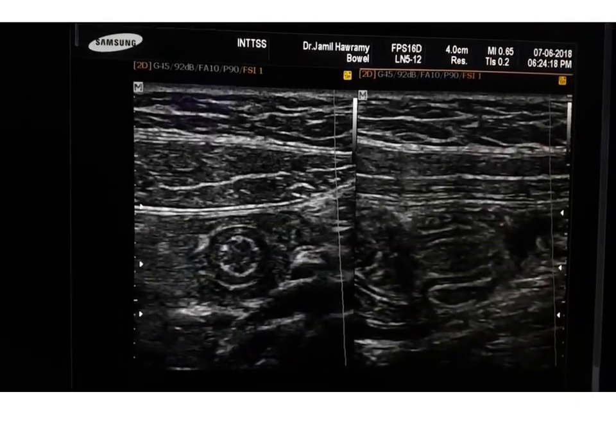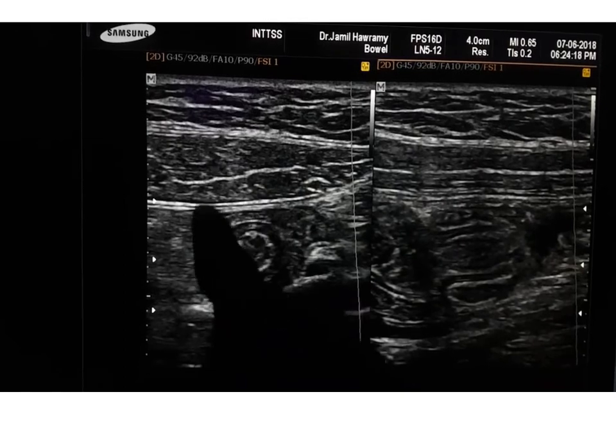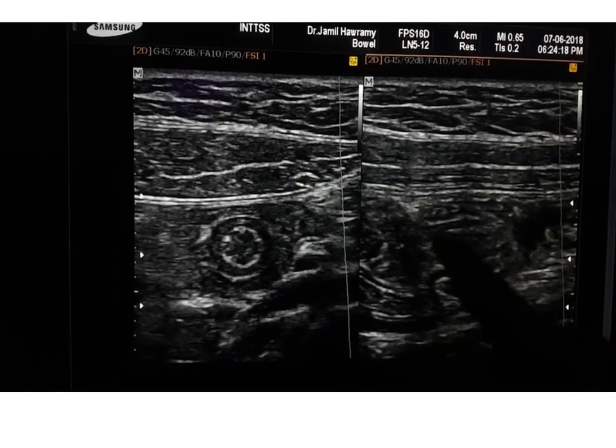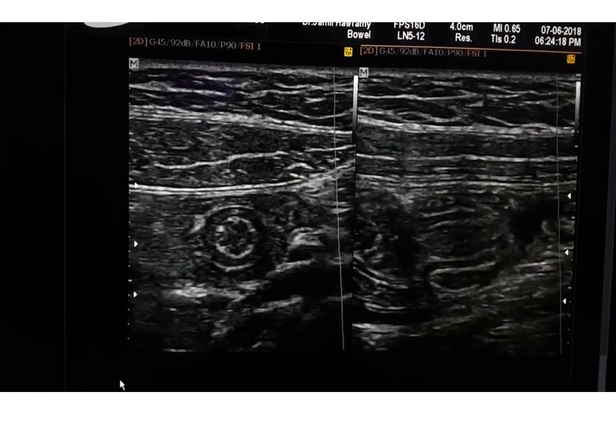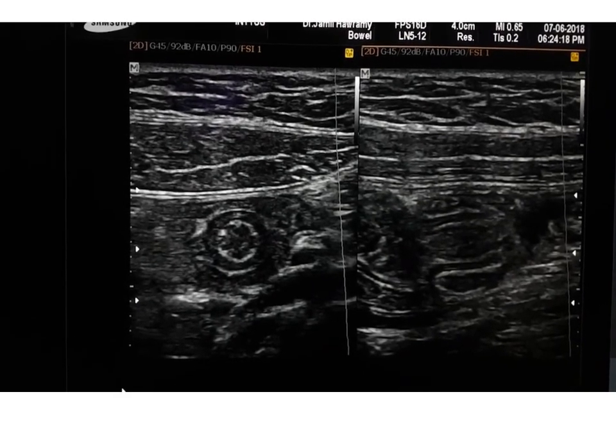So you see this long axis here, the sagittal view, looks like a sandwich, and this is the coronal or transverse view. This looks like a target sign. It's very important to know that.